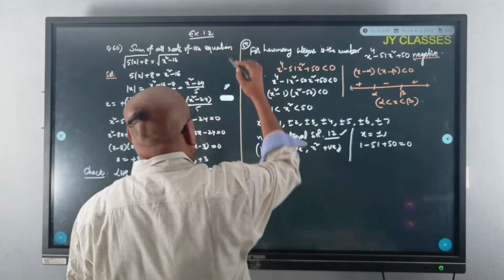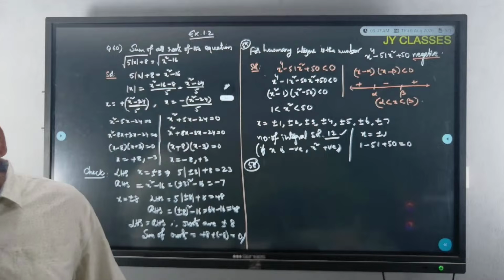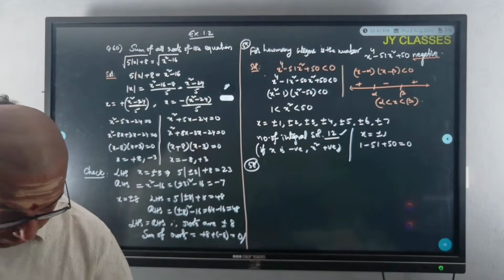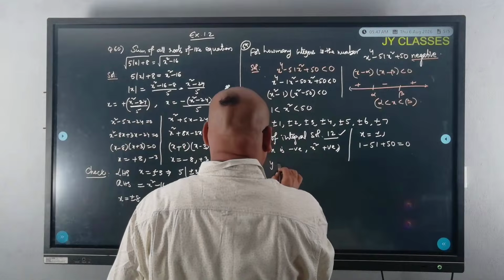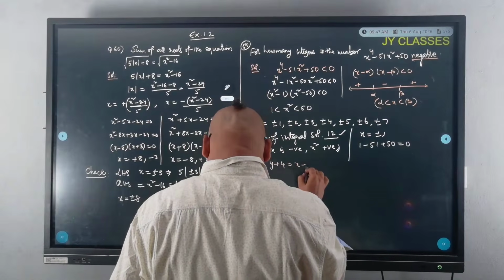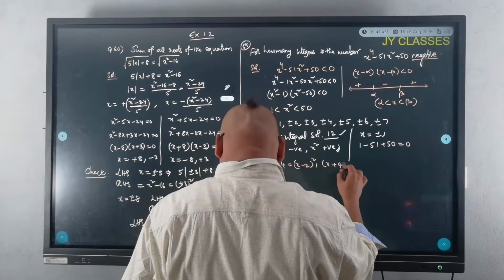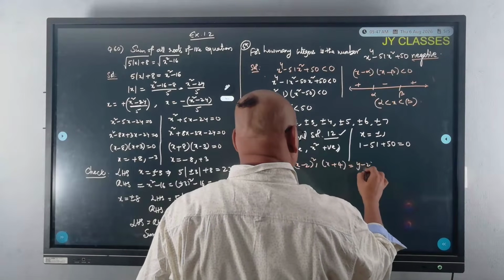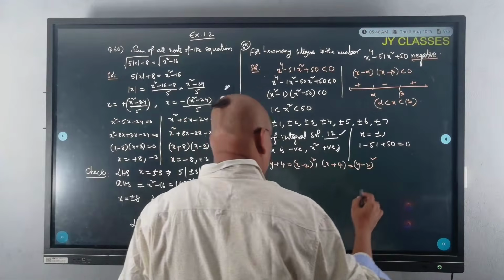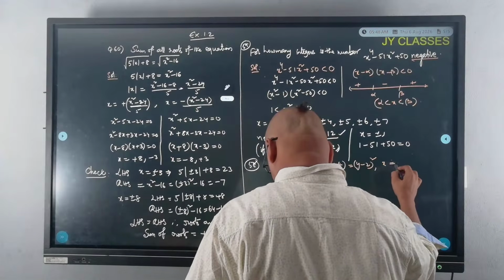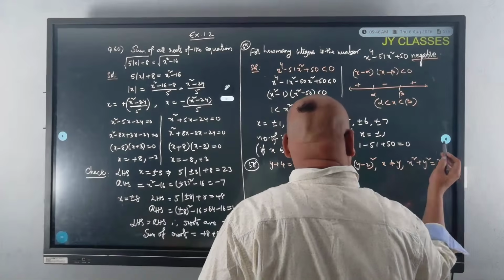Question number 59. Question number 58. y plus 4 is equal to x minus 2 whole square. x plus 4 is equal to y minus 2 whole square. x not equal to y. What is x square plus y square equal to?